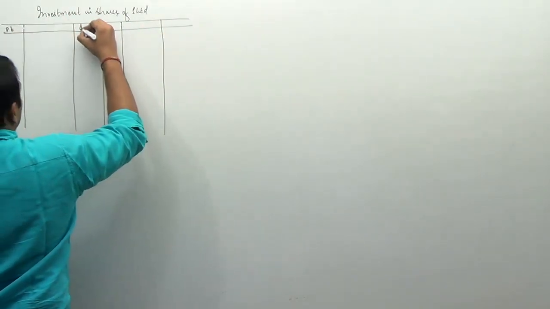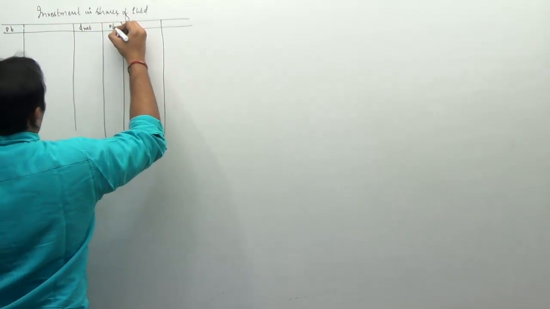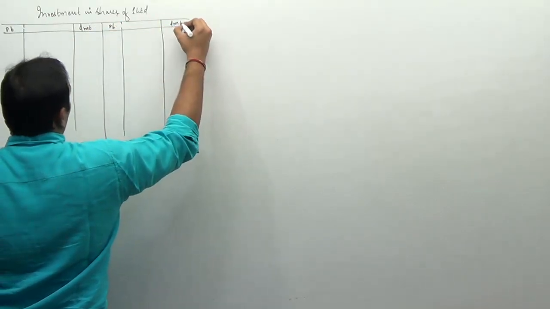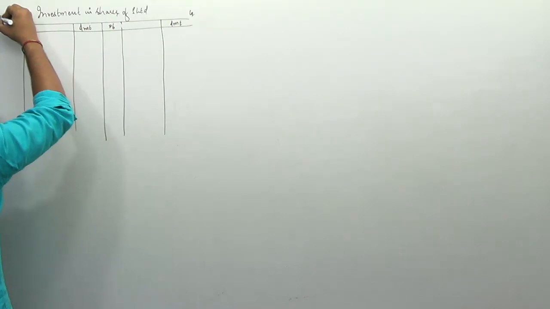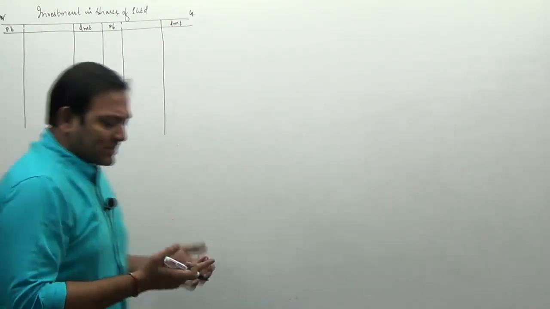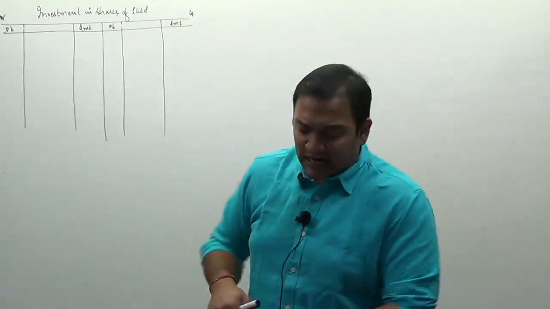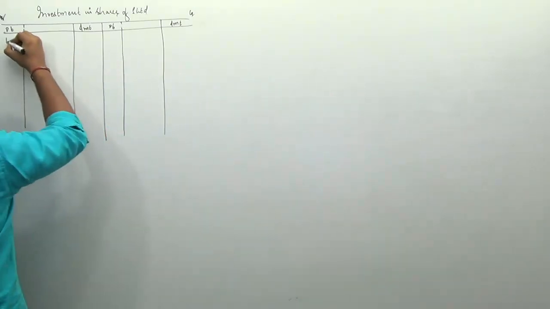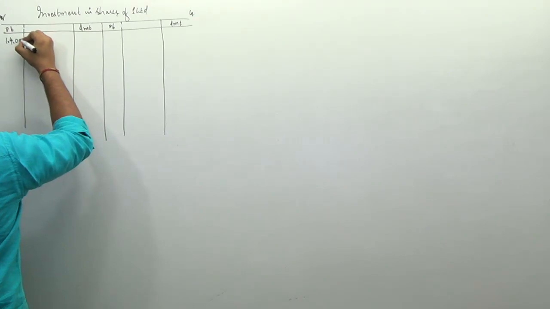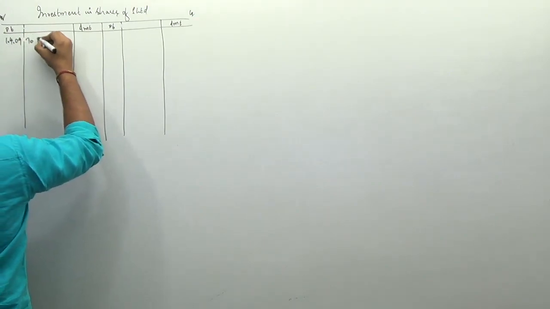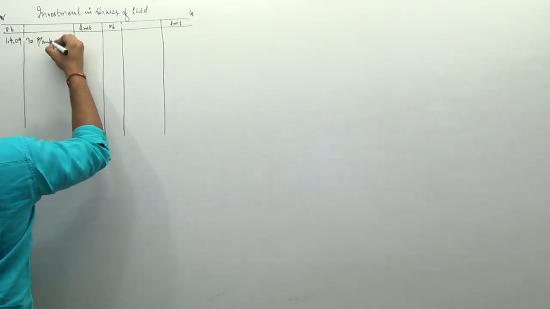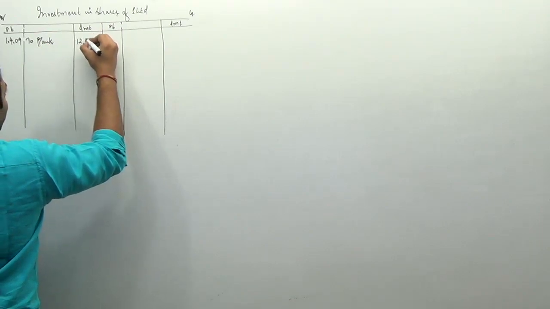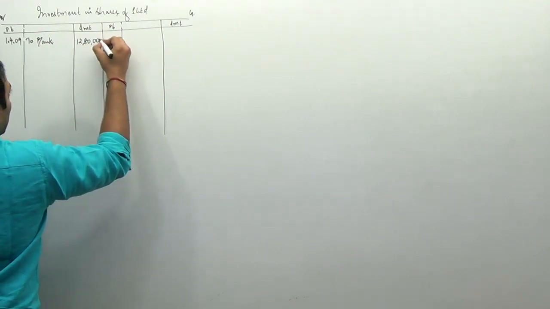So date, particulars and amount. Start. First transaction: 1/4/2009, 8,000 shares purchased for 12,80,000. 1/4/2009, to bank, 12,80,000.